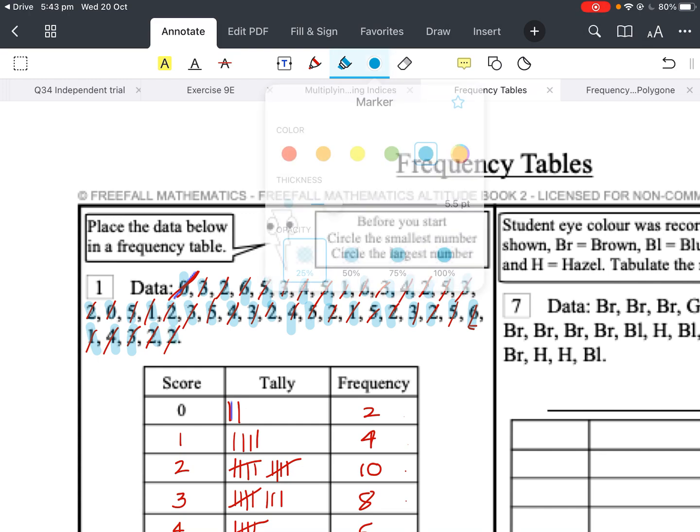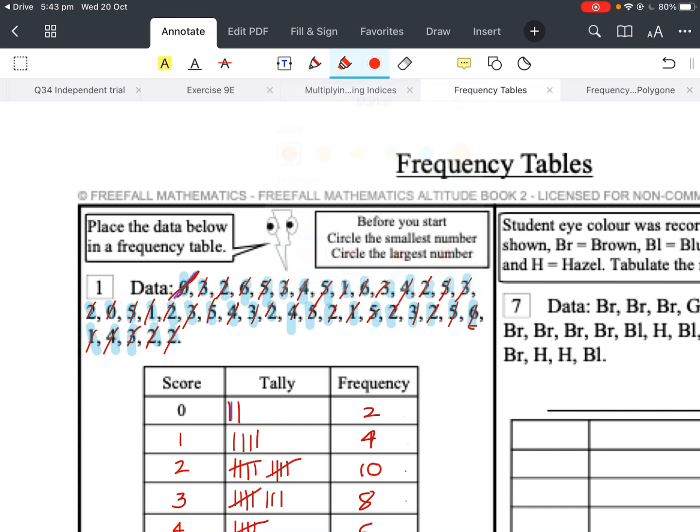Oh, I'm going to have to do that again because I've just stuffed myself up. Sorry about that, loves. 1, 2, 3, 4, 5, 6, 7, 8, 9, 10, 11, 12, 13, 14, 15, 16, 17, 18, 19, 20, 21, 22, 23, 24, 25, 26, 27, 28, 29, 30, 31, 32, 33, 34, 35, 36, 37, 38, 39, 40. Sorry, can't count.